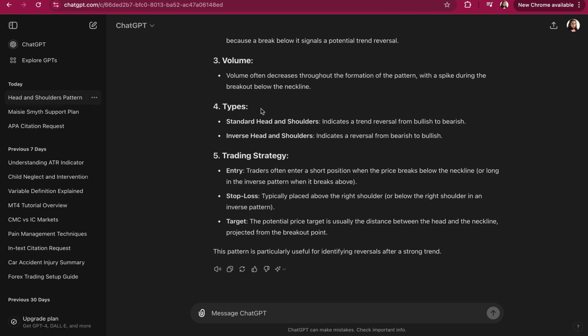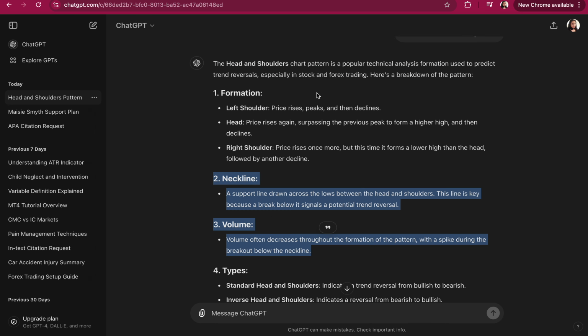I asked the same question to ChatGPT. You can decide on the entry, you can decide on the stop loss, and it can help you take profit. In a bearish pattern, the volume generally tends to go down when you see a head and shoulder formation.